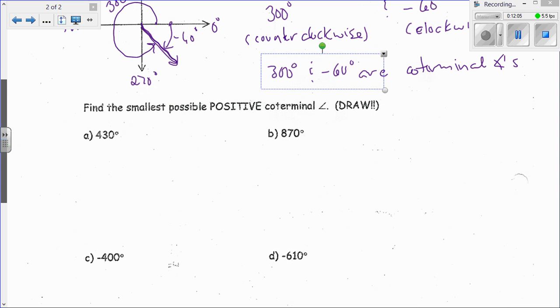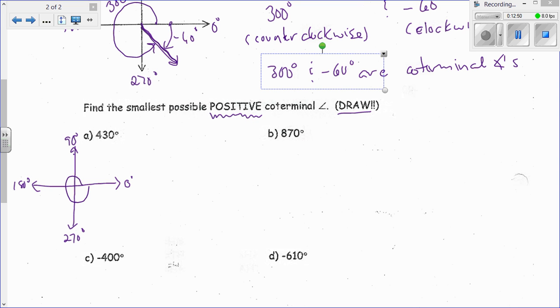All right. So the directions say find the smallest possible positive coterminal angle. And then it says to draw. Drawing a picture helps us, so we get used to seeing what they look like. So let's draw a picture of 430 degrees, what that looks like. This is 0, this is 90, this is 180, this is 270. Once around is 360 degrees. So if I start here and I go all the way around once, that's 360 degrees.